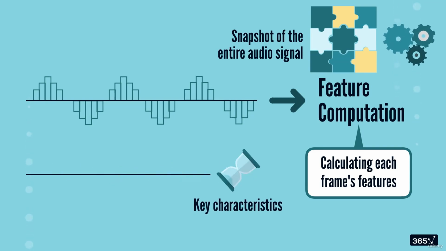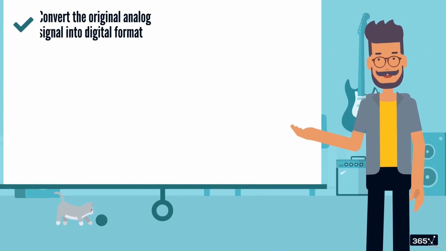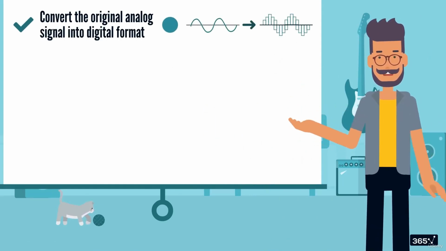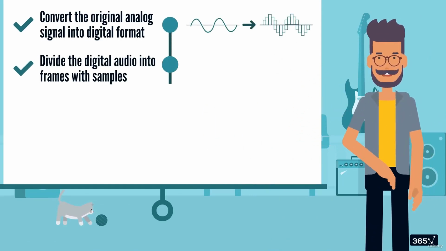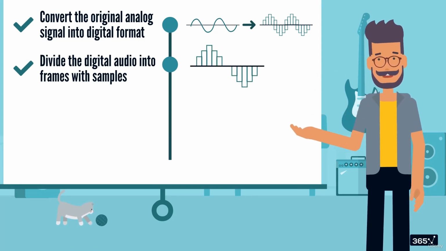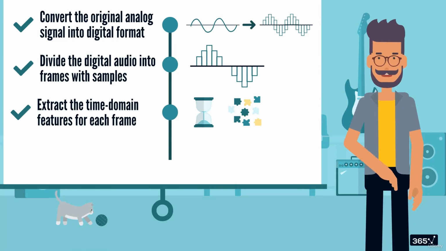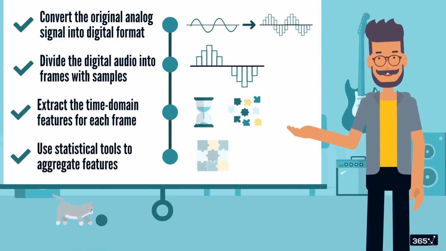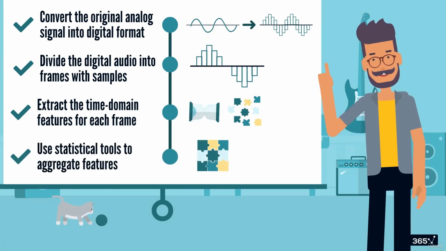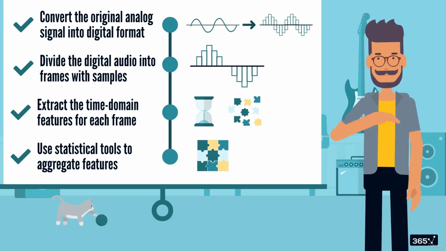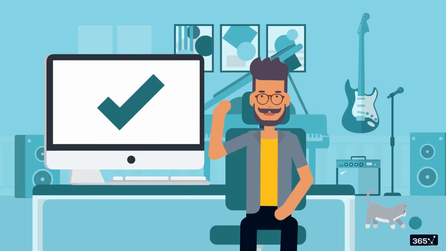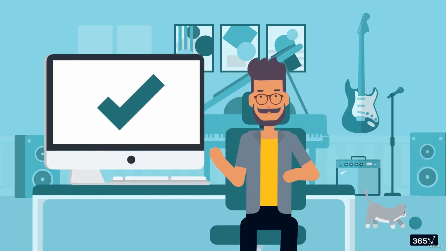Okay, great. So we convert the original analog signal into digital format. Divide the digital audio into frames with samples. Extract the time domain features for each frame. And finally, use statistical tools to aggregate these features and obtain a snapshot of the entire audio. This is how we extract time domain audio features.